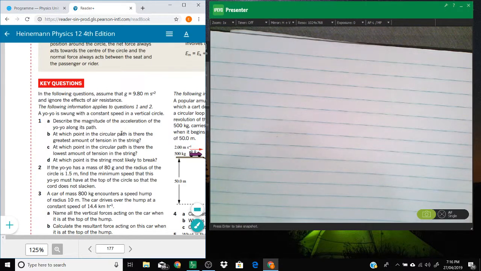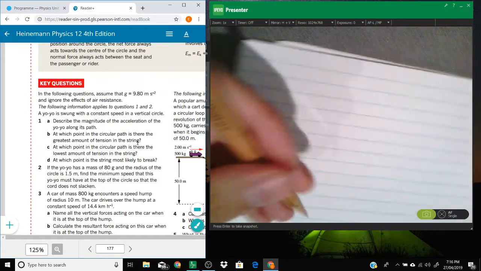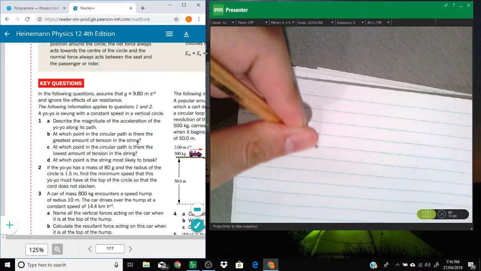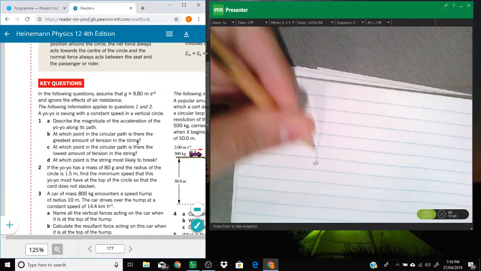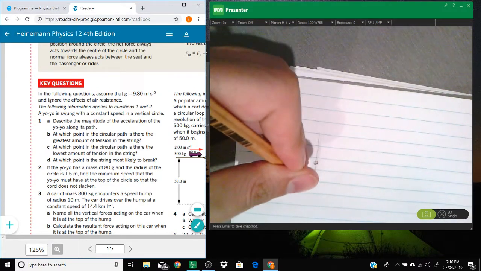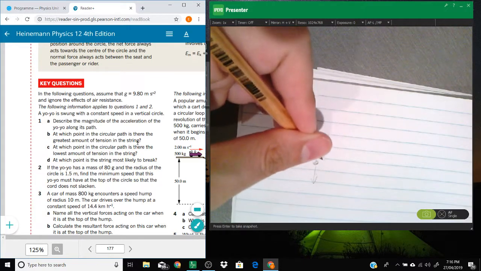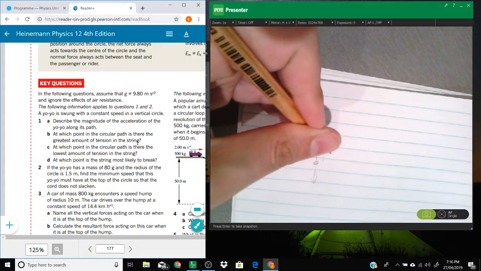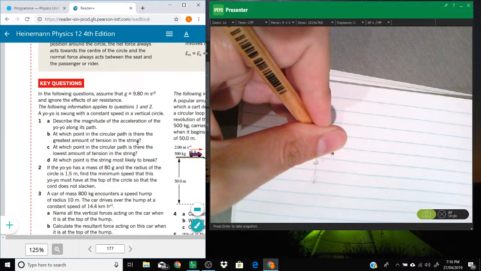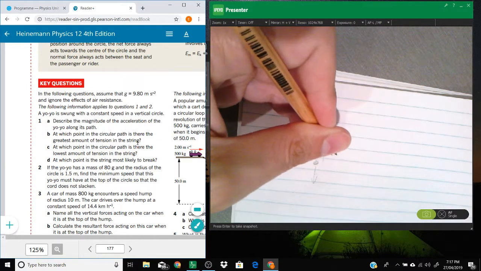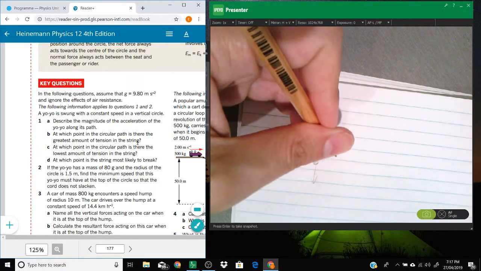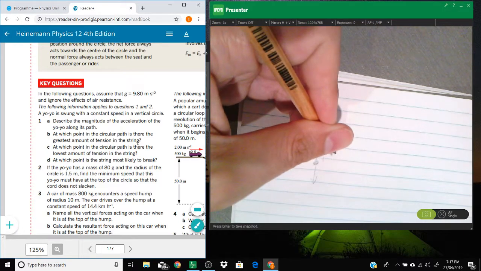Okay, at which point of the circular path would be the greatest amount of tension in the string? That would be at the bottom. So if I was to draw the yo-yo in this case, the yo-yo is here. At the bottom, you would have a weight force, and you would have a net force. Well, let's write forces, because then you can add forces as vectors. Just be careful with that, as acceleration doesn't quite work.